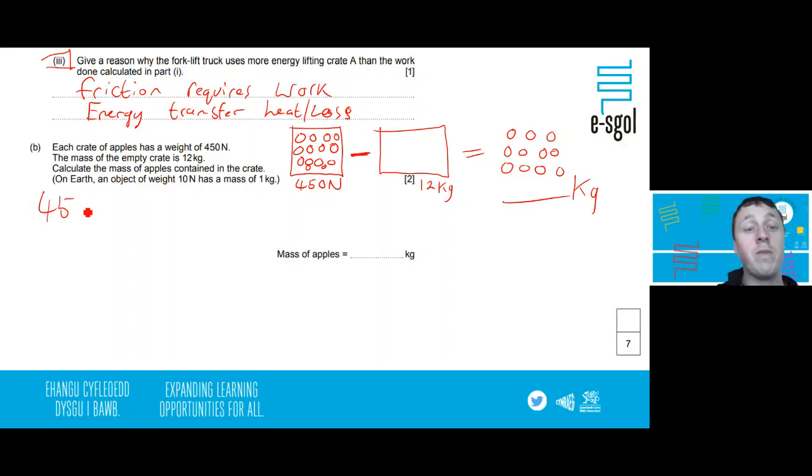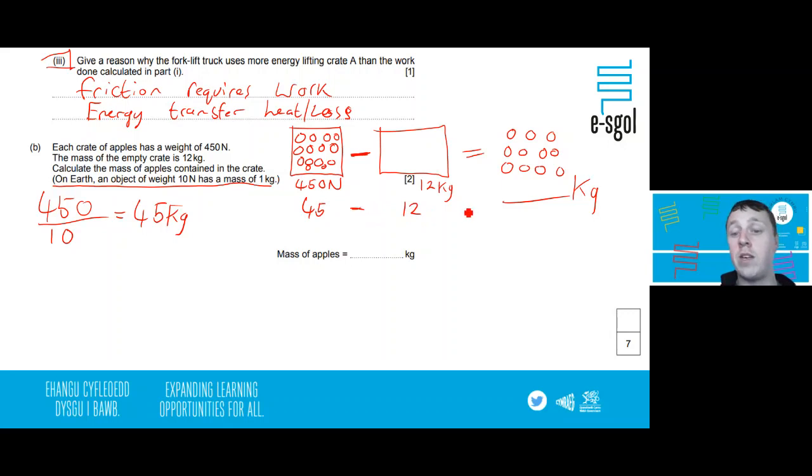So 450 newtons, and they even provide a nice hint in these brackets here. So on Earth, an object that has a weight of 10 newtons has a mass of 1 kilograms, so it's 10 times less. Or if 10 times less, we divide by 10 to get 45. That would be 45 kilograms. We can go back to where we were. 45 minus 12 is equal to 33. So the final answer is 33 kilograms.